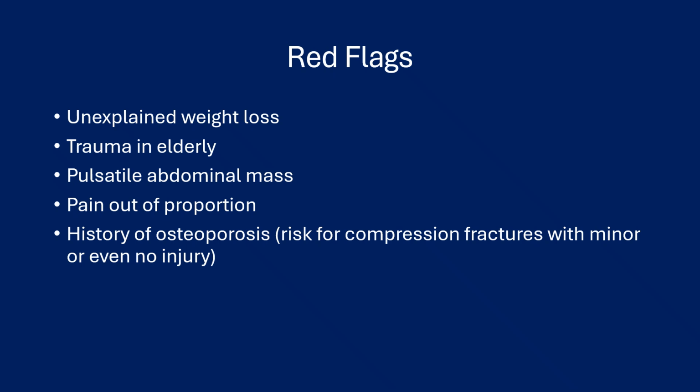Other red flags: unexplained weight loss. That makes you certainly think about malignancy. Trauma in the elderly. And when I say trauma, it can be very minor trauma. Pulsatile abdominal mass, a major red flag, of course, for AAA. Pain just out of proportion to what you would expect to find. History of osteoporosis. As I said, this is a big one. Risk for compression fractures with minor or even no injury.